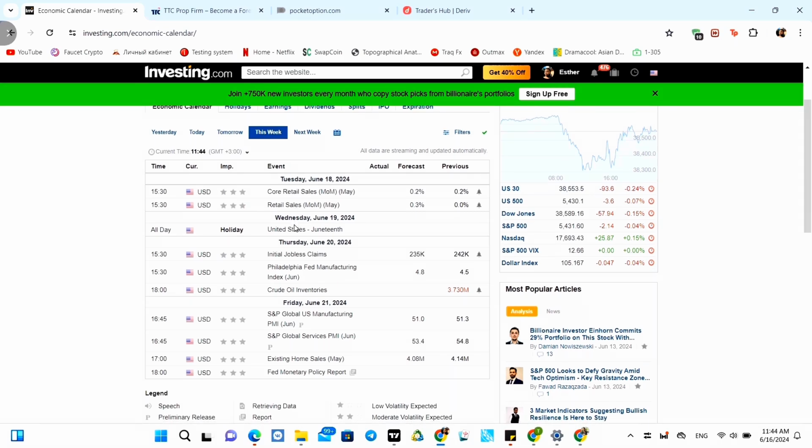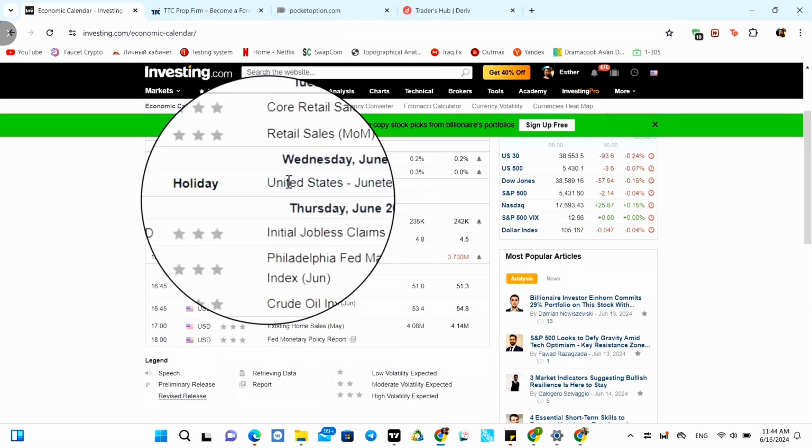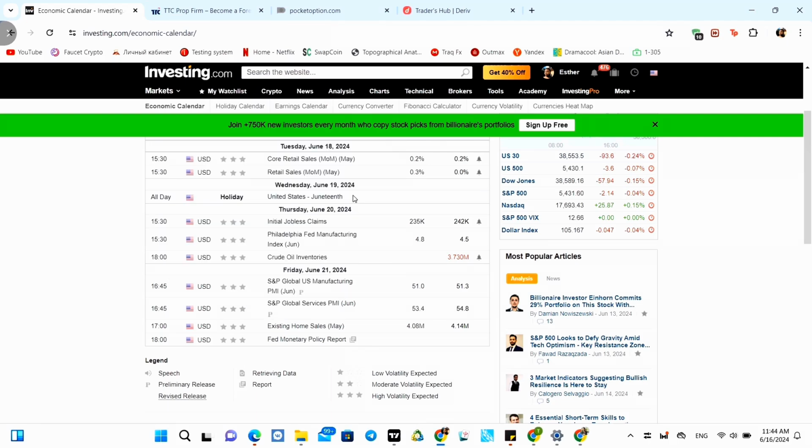So we'll still find an entry, and then we have a holiday on Wednesday. So there's going to be bear movement in the market. So Monday, we probably won't trade. Wednesday, we probably won't trade because we won't have any volatility in the market. You know that we always want to trade when the market is volatile, right?